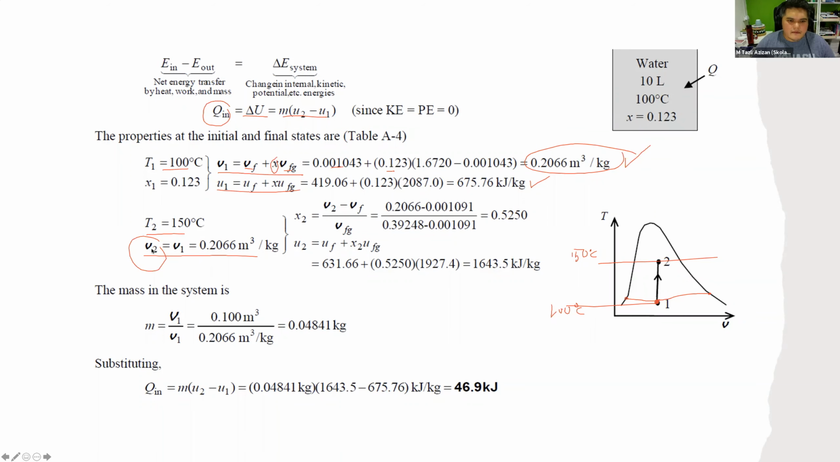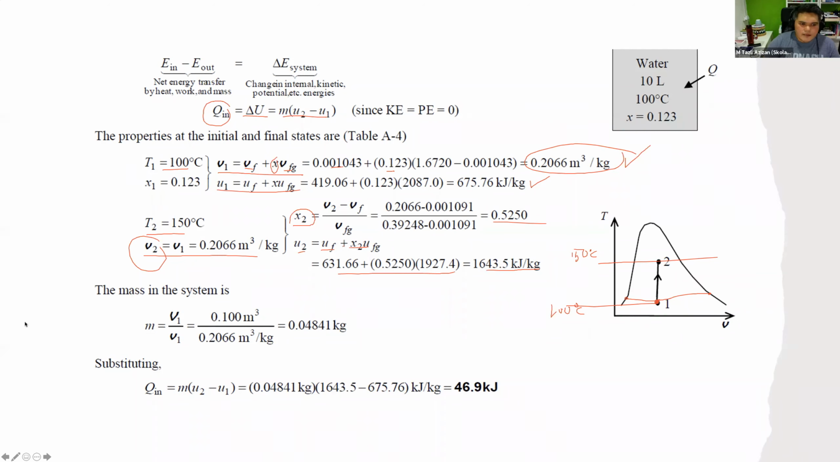So from here we can calculate our new quality x2. We will get the new quality, which is equal to 0.525. This means that 52.5% of the liquid at 150 degrees has already become vapor, saturated vapor. So from here you can also calculate your u2, which is u_f plus x2 u_fg. This is also a property you can get from the property table, and you'll be able to get this particular change of internal energy, the specific internal energy.